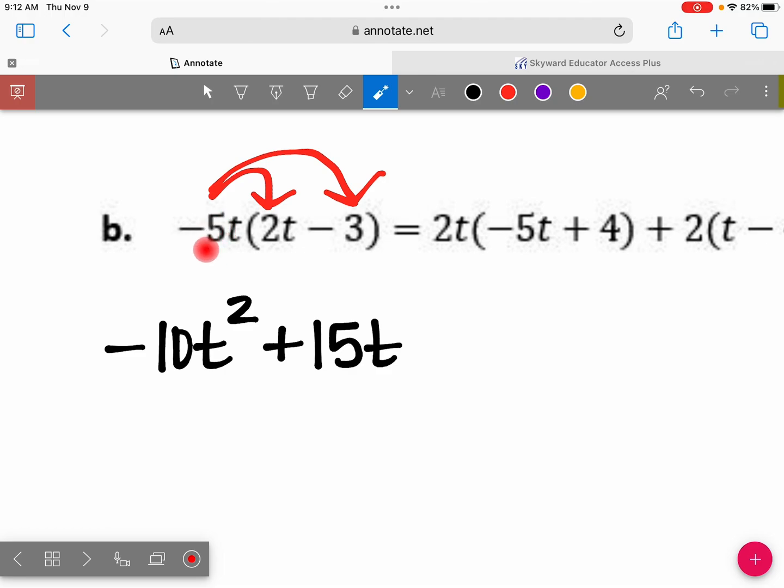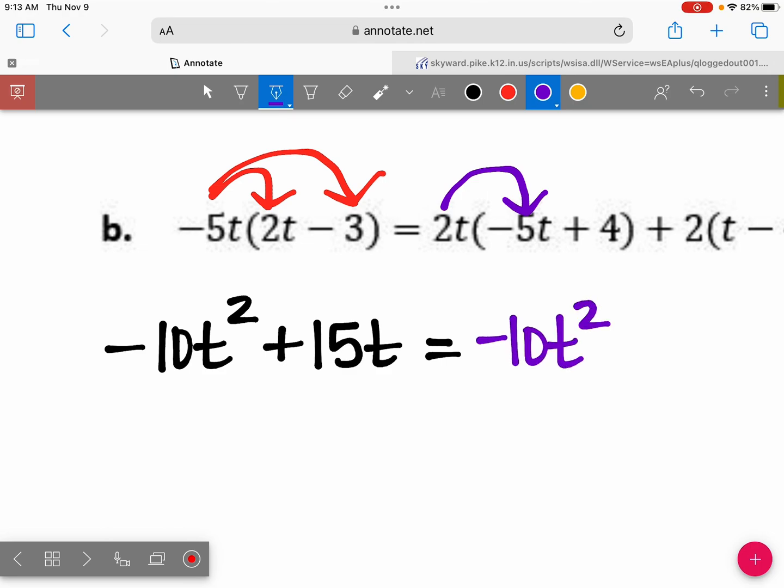And then you have negative 5t times negative 3. So negative 5 times negative 3 is 15. So let's bring down our equal sign and distribute again. So 2t times negative 5t. So what do you think you get when you multiply that out? 2t times negative 5t. Negative 10 and what else? T squared. Good. And now you're going to take that 2t and multiply it by 4. So 2t times 4 is 8.